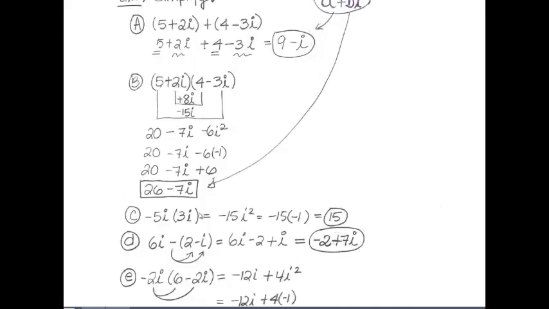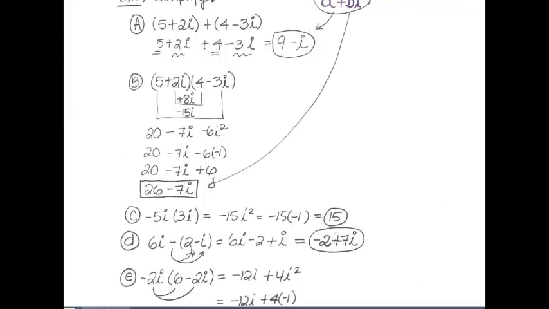Okay? Next one. I have negative 5i times 3i. So negative 5 times 3 is negative 15, and i times i is i squared, which we will then replace with negative 1, and then negative 15 times negative 1 gives you positive 15.